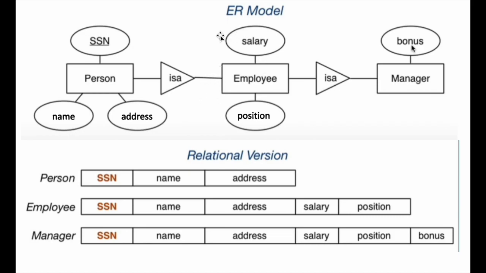And so here's the next example. It's known as the object-oriented version. So each entity again becomes a separate table. However, each entity contains all the attributes from the superclass. So for instance, the employee contains the name and address as well as its own attributes. The manager contains the name, address, salary, and position, as well as the bonus attribute.